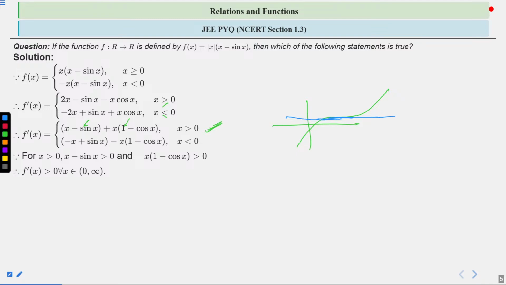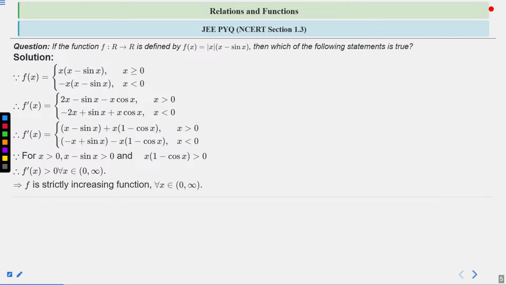So f dash x is greater than 0 for all x belongs to 0 to infinity, right? Therefore f is a strictly increasing function for all x belongs to 0 to infinity, we can say that.